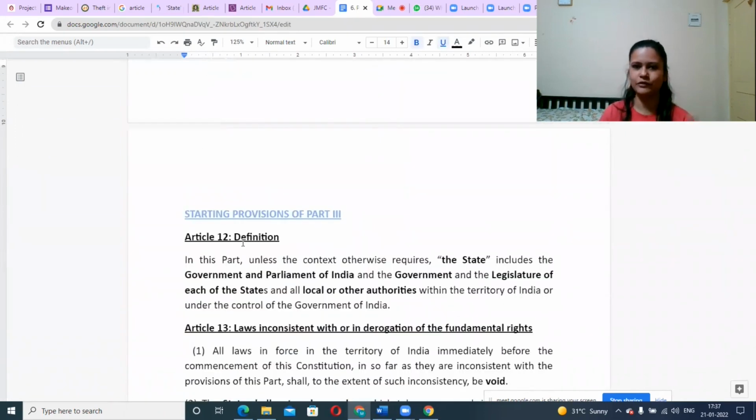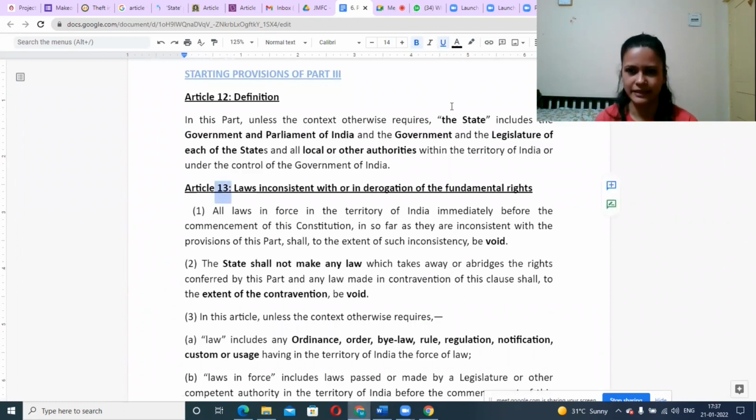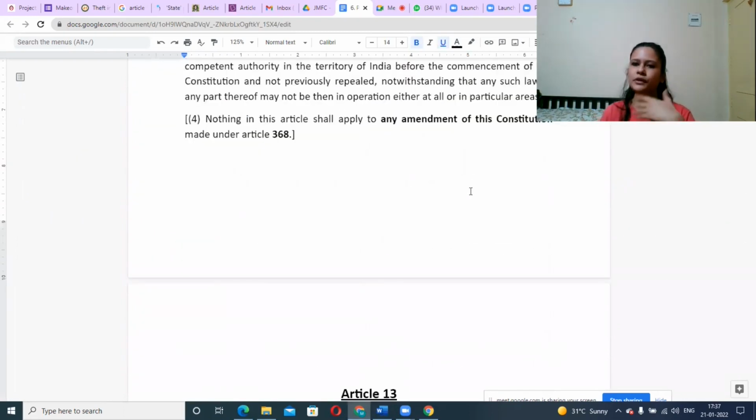Article 12 talks about definitions, which we would discuss in the next class. But for today, we would discuss what is Article 13. The Constitution of India provides for a bunch of fundamental rights. And before starting those, it makes it very clear that whatever rights we are mentioning here, these rights would be fundamental, and it does not matter who you are, you are entitled to enjoy those rights.